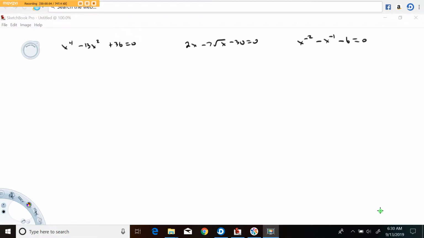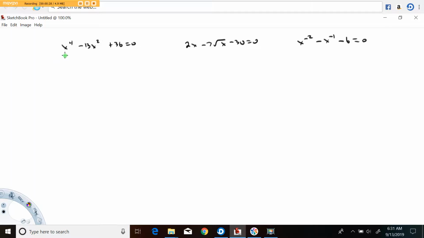I'm making this video here to help demonstrate how to use algebraic substitutions to solve algebraic equations. So I've got three examples we're going to look at here, starting with this one. All right, so this is x to the fourth minus 13x squared plus 36 equals 0. So this thing is a fourth order equation here, so we can expect up to 4 solutions.